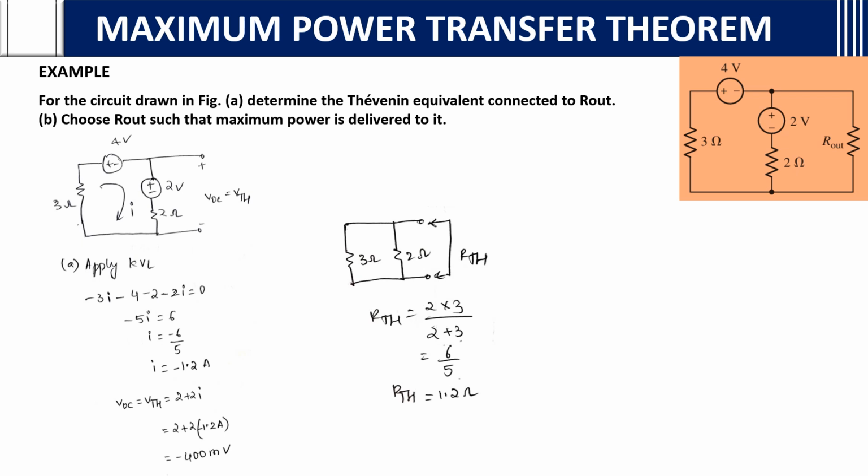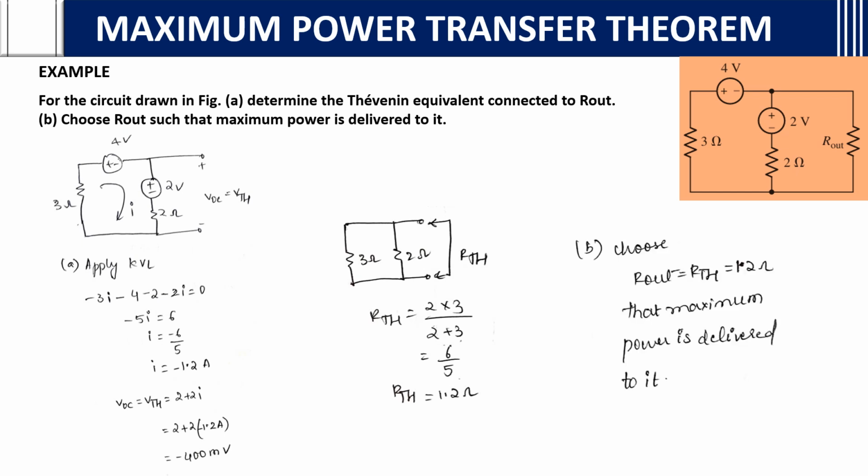After finding this, we need to tell what the R out value is so that maximum power can be transferred. We can say that by choosing R out equal to the Thevenin equivalent resistance, 1.2 ohm, the maximum power is delivered to it. That's it. We just use the Thevenin equivalent, the same procedure, and say that RTH is the required R out, so that the maximum power will be transferred. Okay.